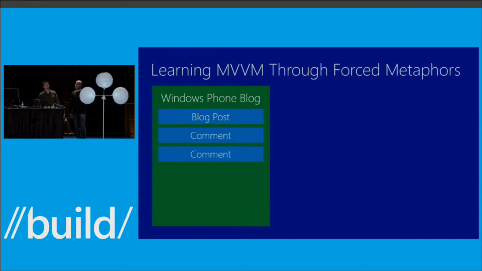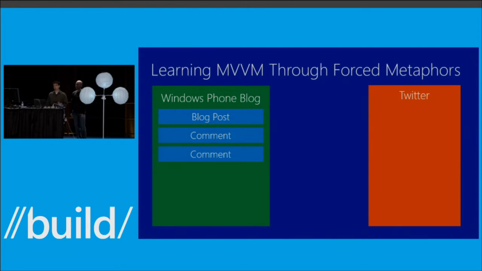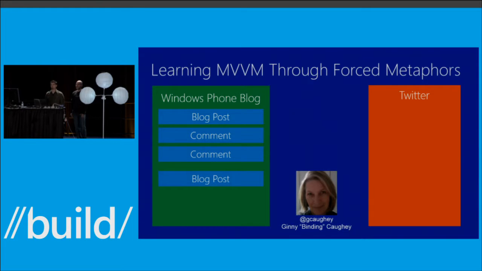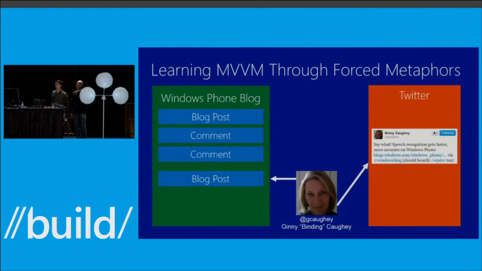But I'm not watching the Windows Phone blog all the time. I don't see whenever something updates because I'm always watching Twitter. So in this forced metaphor, Twitter is our view. Windows Phone blog is our view model. How do we make sure that everything that happens on Windows Phone blog gets instantly updated to Twitter? Well, we use Ginny Binding Cahey. She watches the Windows Phone blog constantly, and whenever there's a new blog post, when something changes, she implements her INotifyPropertyChanged interface. She takes it, she puts it on Twitter, and now I can see it, and I can interact with it. I can click on the link, and I can maybe go create another comment in the Windows Phone blog.